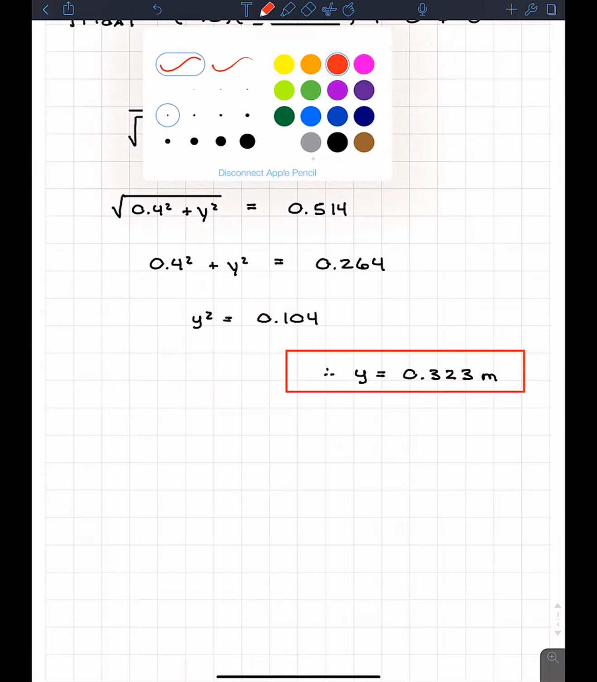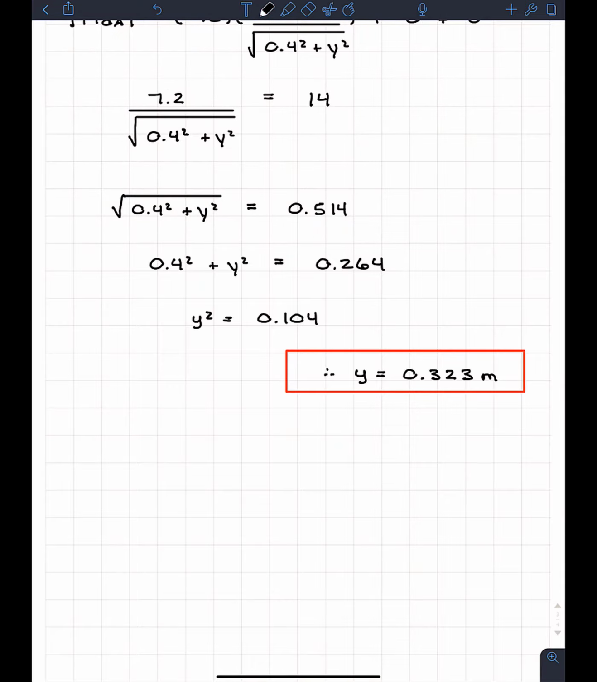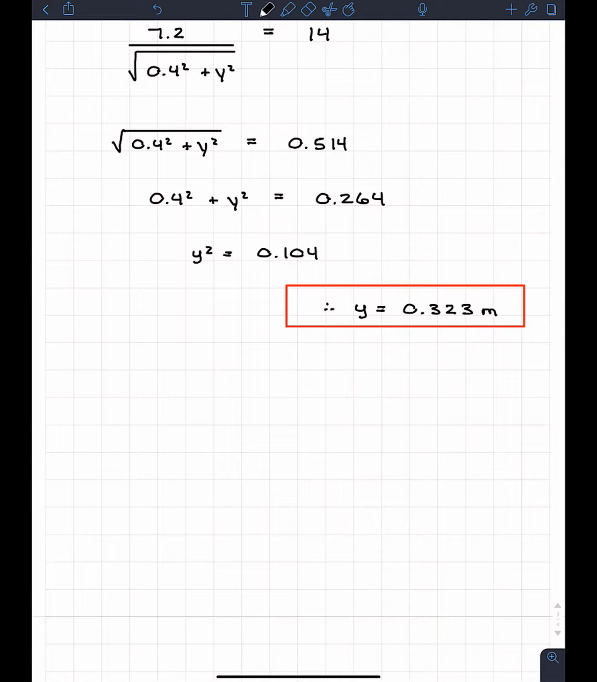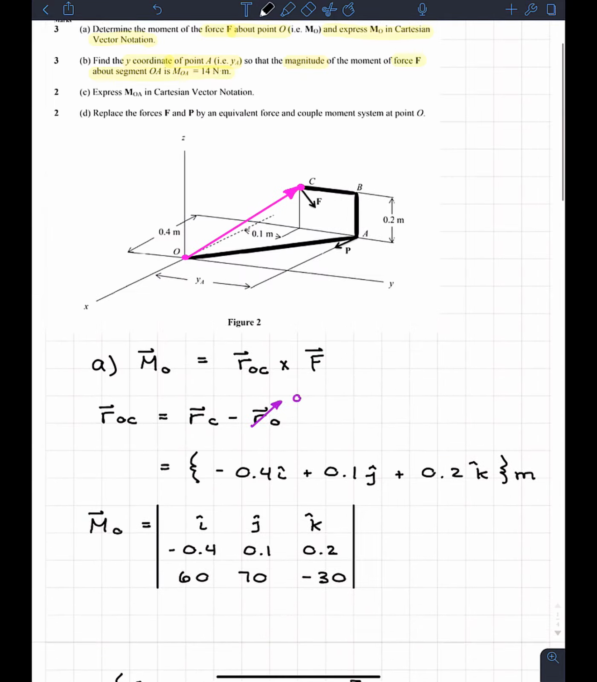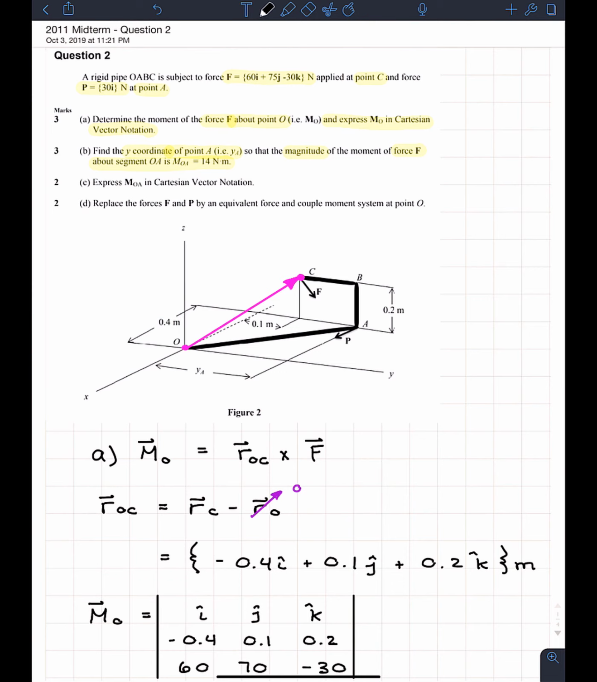So now we can go on to part C. Part C is actually a very good question. It's one that actually tricks a lot of students because you're not taught it very well, I guess. It's not that you're not taught it well. It's more that it's a kind of abstract sort of thing. So express MOA in Cartesian vector notation. So it sounds pretty obvious, but it can be kind of hard.